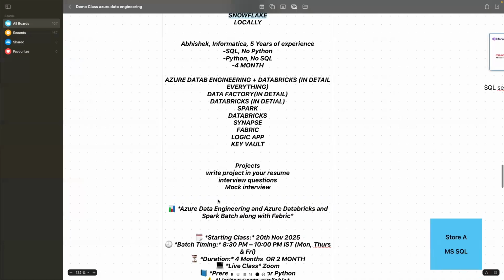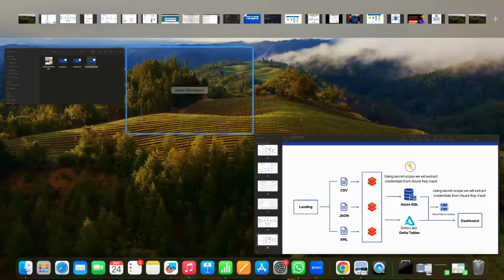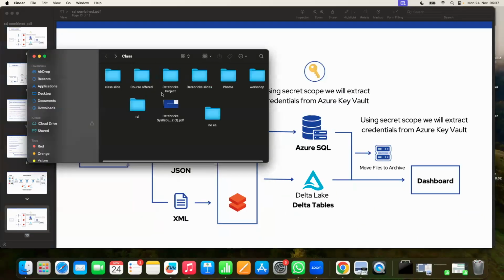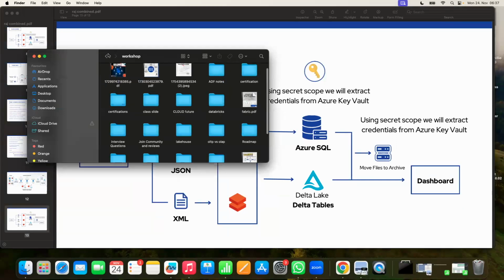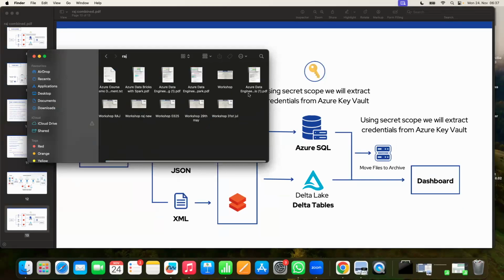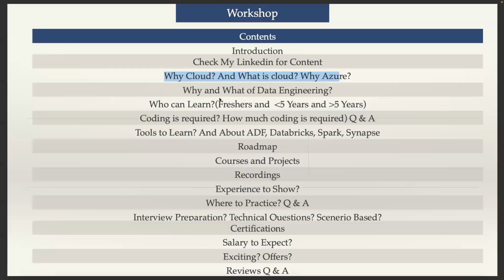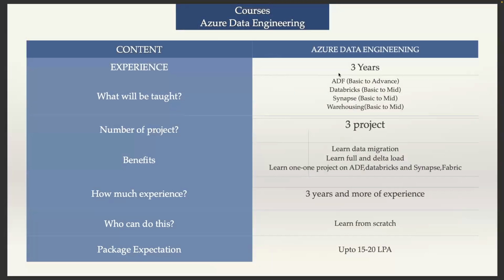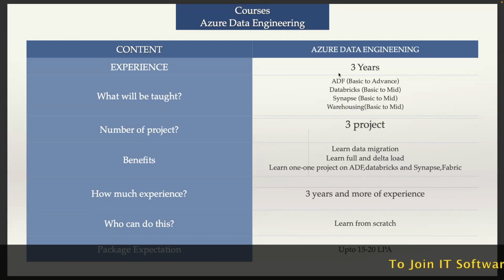Okay. So now, just in summary, the Azure data engineering course should be taken by anyone who wants 2 to 3 years of experience. You can learn about ADF, Databricks, and data warehousing. We will do 3 projects. We'll learn about data migration, full load, delta load, and how much experience you can show. You can show up to 3 years of experience. You will learn from scratch. You can expect up to 15 to 20 LPA by doing this particular course.